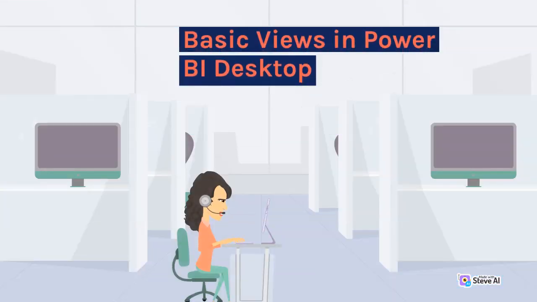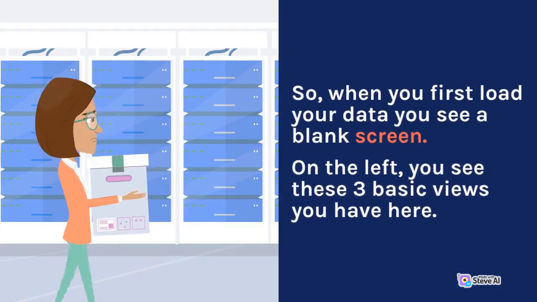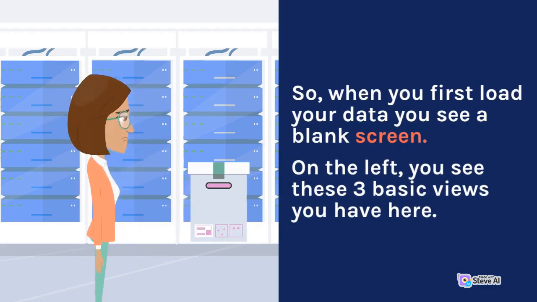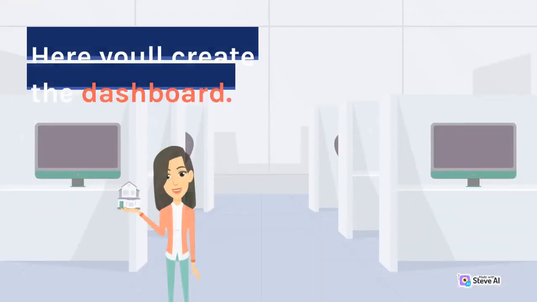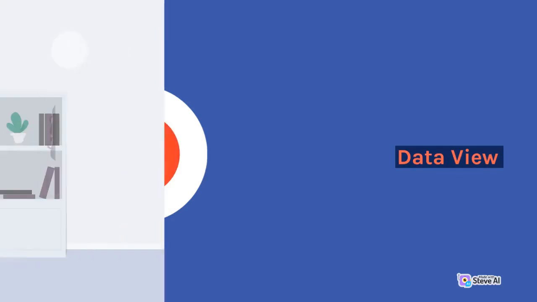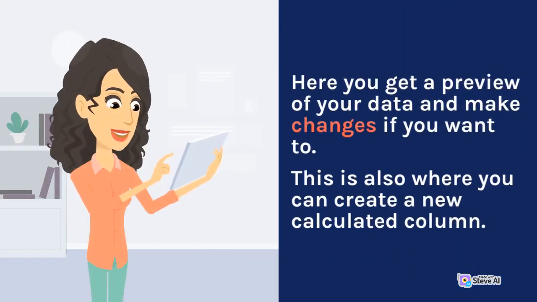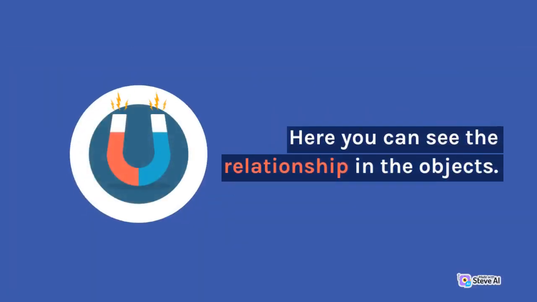Basic views in Power BI Desktop. So, when you first load your data you see a blank screen. On the left, you see these 3 basic views you have here. Report view. Here you'll create the dashboard. Data view. Here you get a preview of your data and make changes if you want to. This is also where you can create a new calculated column. Relationship view. Here you can see the relationship between the objects.